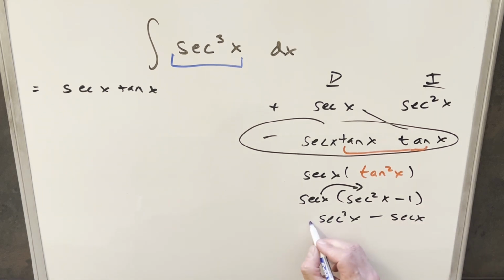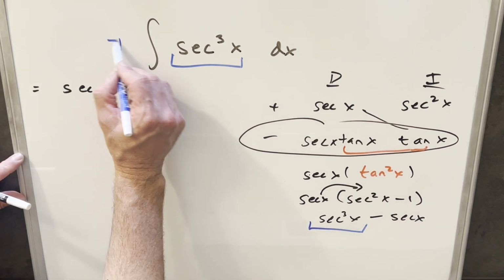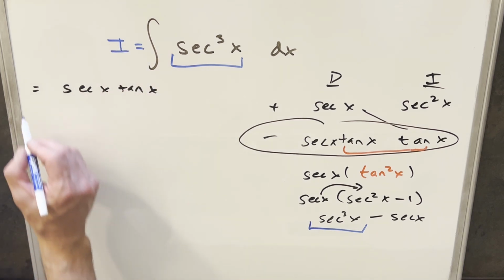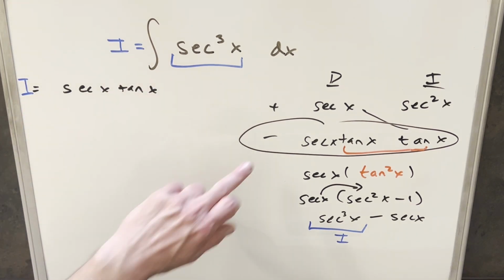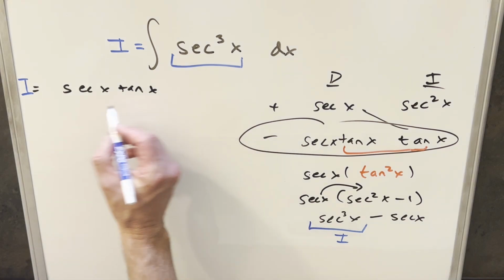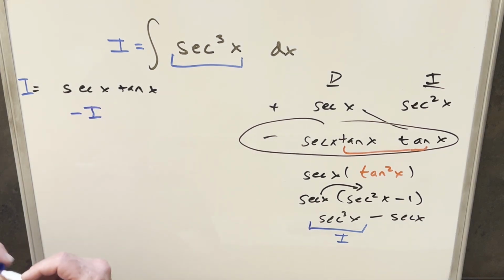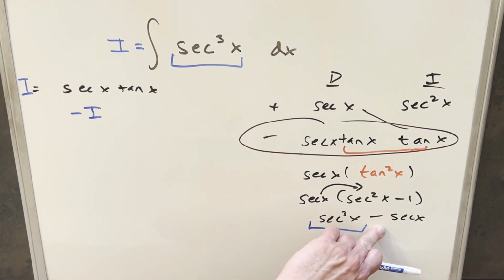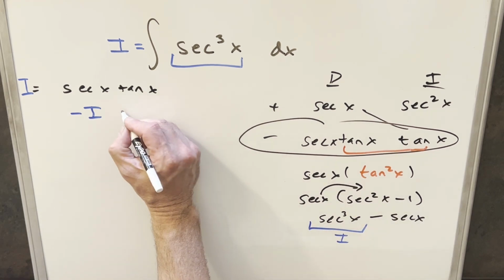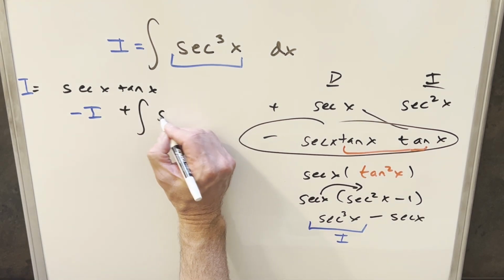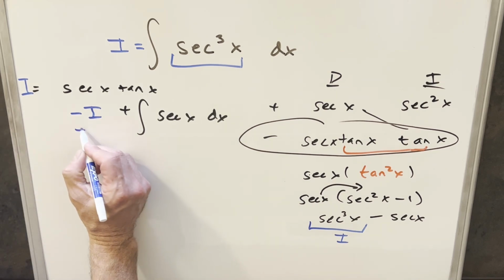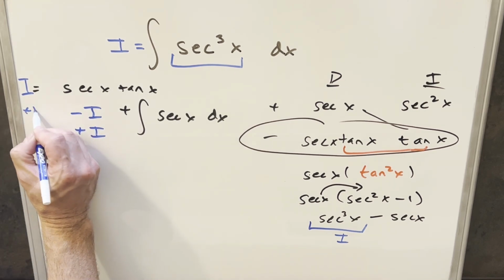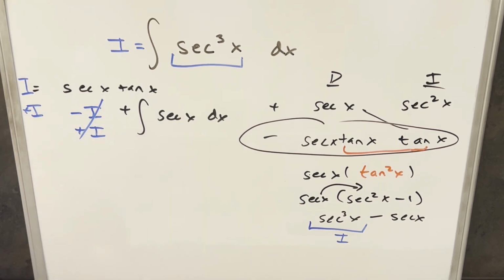But then just notice this piece right here, this is the same as our original integral. So let's label the original integral I. So this thing over here is I, and this thing over here is I. Then with this minus sign here, we're going to have a minus I here. And then distributing the minus to this minus secant x, this is going to give me plus the integral of secant x dx. But now to take care of this minus I, I can actually just add an I on both sides here. So this is going to cancel out.